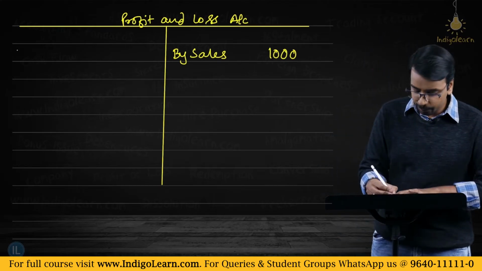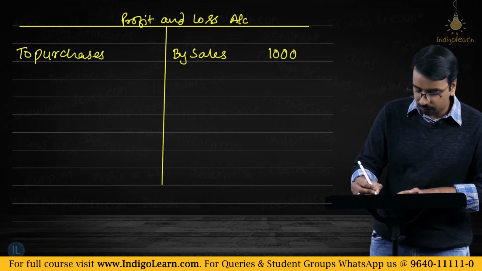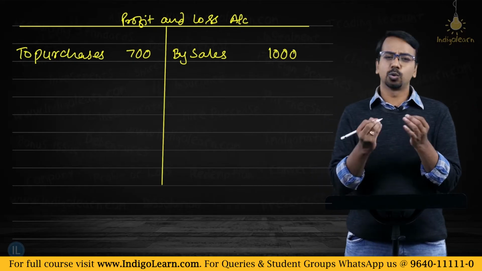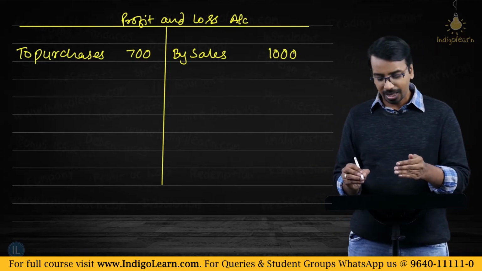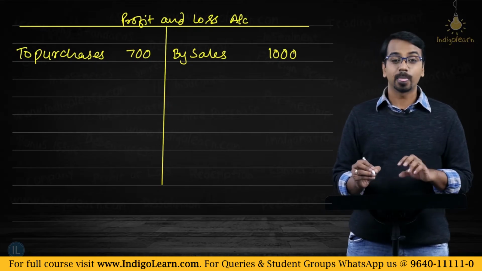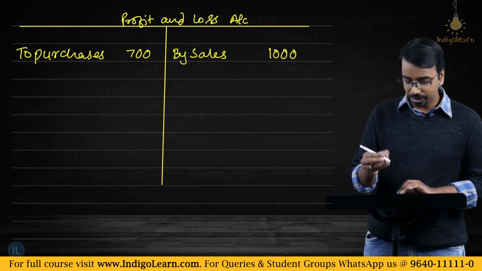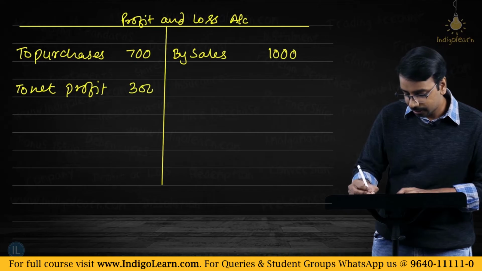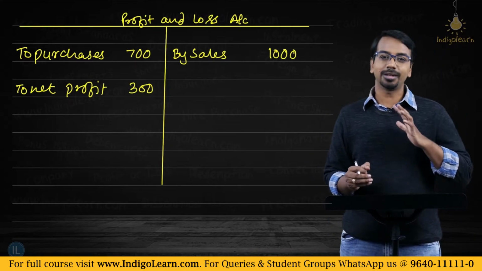Against that, the company has made purchases of how much? Let's say 700 rupees, right? There is no opening stock, there is no closing stock, right? So, this is a simple transaction and there are no other expenses, let's assume for now. And when I say profit and loss account, I mean trading profit and loss account. So, what is the net profit? We know the net profit is 300, right? 1000 of income, 700 of expenses, 300 is the net profit.